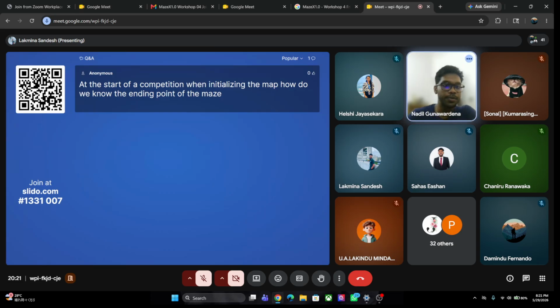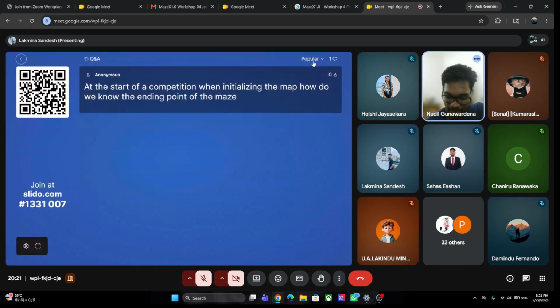Okay. There is a question at the start of a competition when initializing: how do you know the ending point of the maze? Yeah, that's actually a good question. Actually, they give us the ending point. So in the maze, in competitions, they always give us the ending point. In a 16 by 16 matrix, it is the four cells at the mid, most of the time. So the only thing that changes are the walls of that cell. Yeah, that's a good question actually.